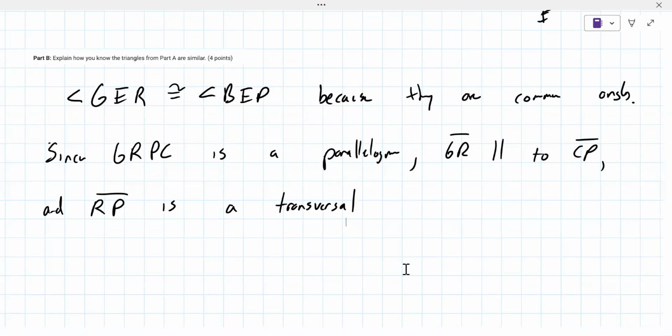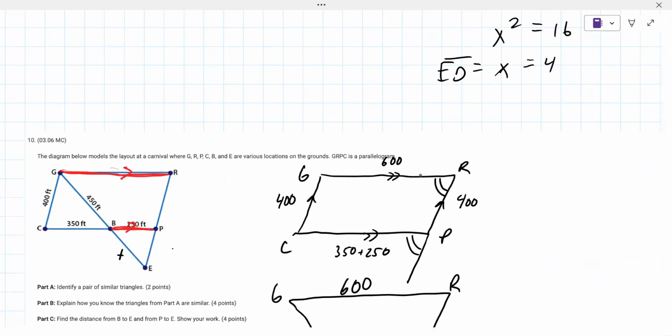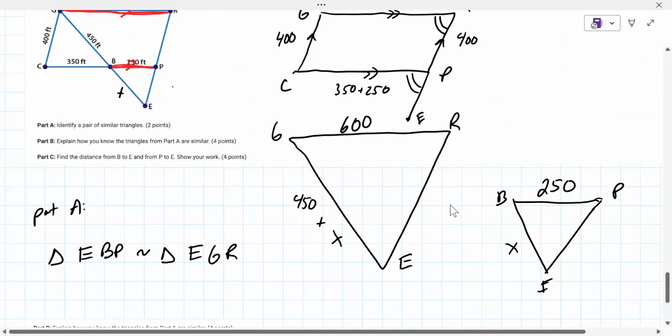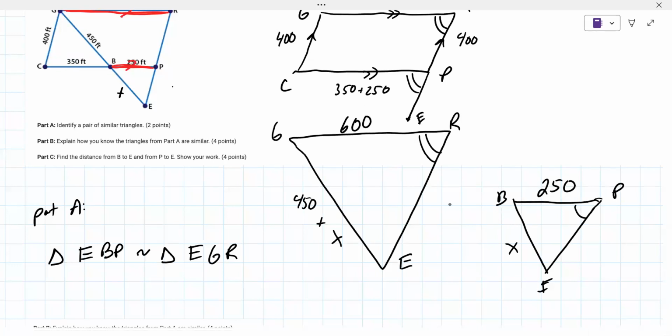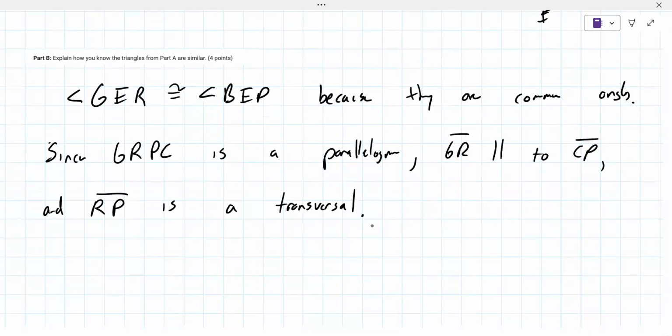All right. Okay, so now let's go back to what that means. That means that if I draw this line a little bit more here, this angle up here, top right, angle GRP, is congruent to angle BPE. So in terms of the triangle, this angle here is congruent to this angle here. Because they're parallel, they're corresponding angles. We're going to say that angle GRP is congruent to angle BPE by corresponding angles.